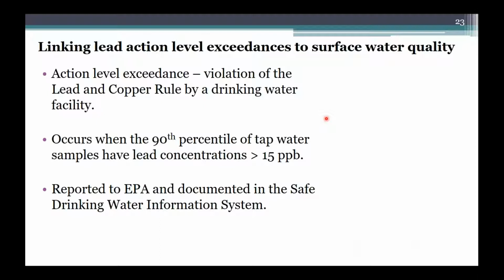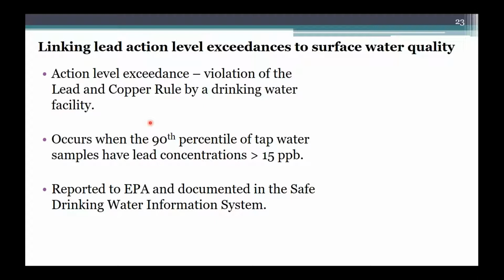Okay, so now I'll talk about one additional analysis included in this study, and this looked at the linkages between surface water quality and the occurrence of lead action level exceedances at a drinking water facility. So an action level exceedance is a violation of the Lead and Copper Rule by a drinking water facility, and it's defined as a situation where the 90th percentile of tap water samples is above the 15 parts per billion lead concentration. So in other words, 10% of the samples were above that limit.